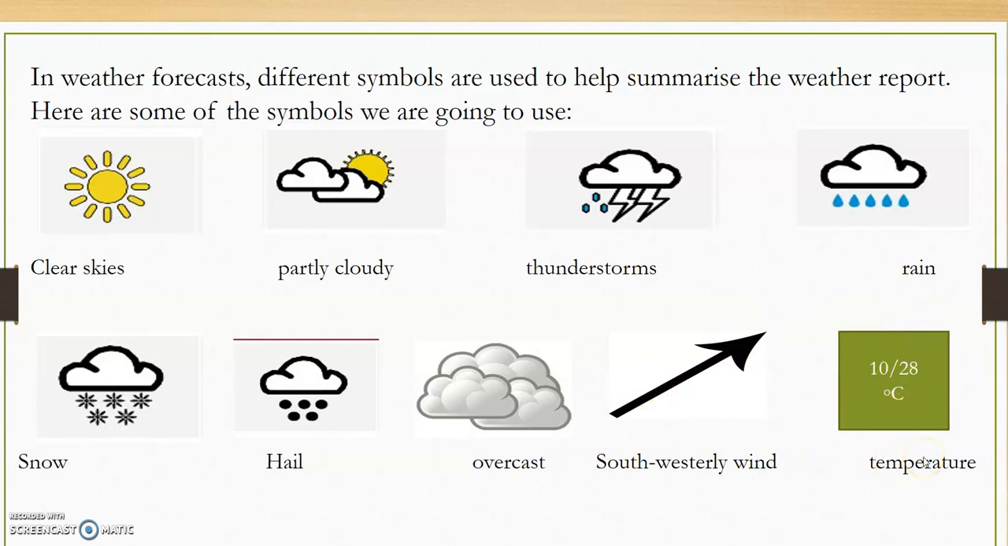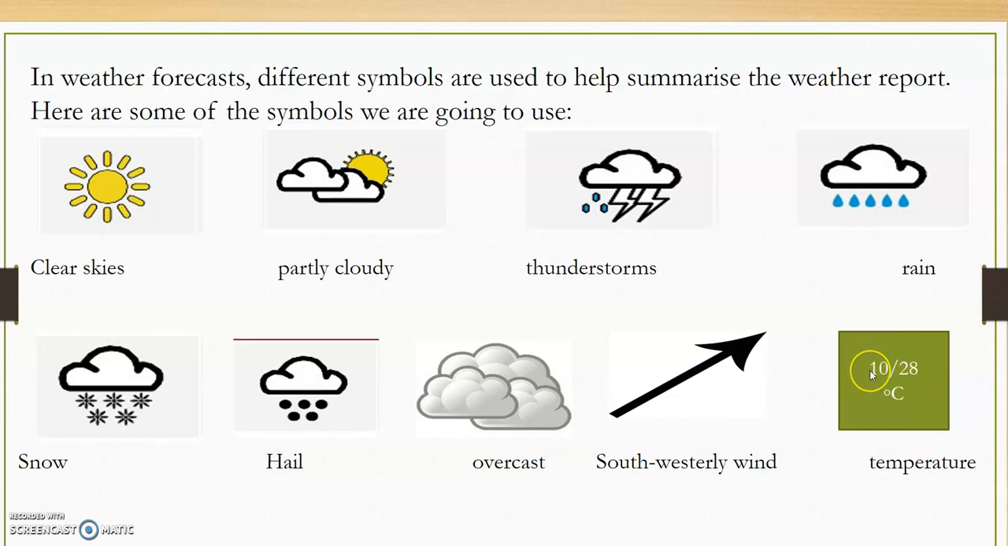And then we have the temperature one. We spoke about temperature and we said that we use a thermometer to measure temperature, but I did not show you the symbol. This is the symbol that you will find on weather maps. It has always got two numbers, okay? A small number and a big number. The small number is your minimum temperature for that particular day, and the big number is the maximum temperature for that particular day. So on this particular day, our lowest temperature was 10 degrees Celsius, and our maximum temperature was 28 degrees Celsius.